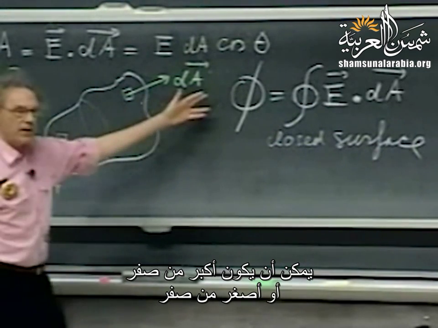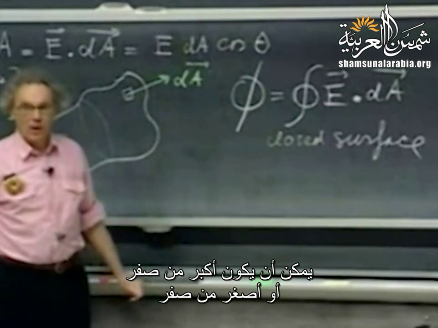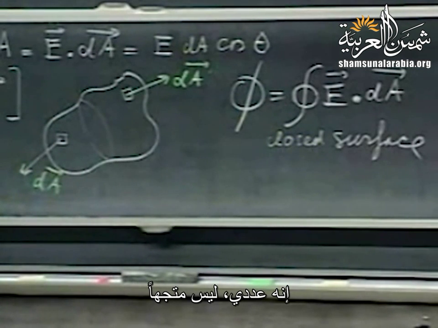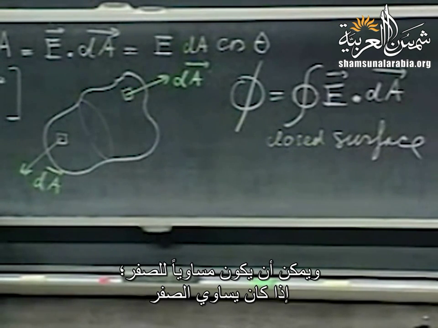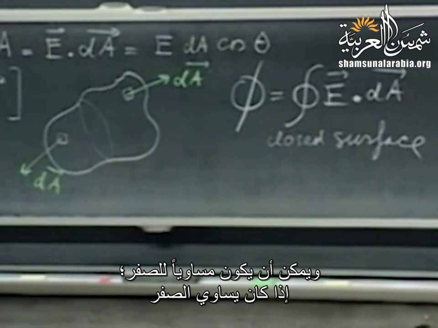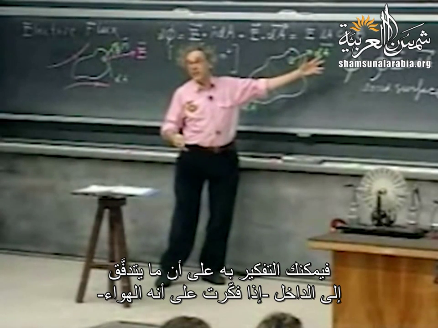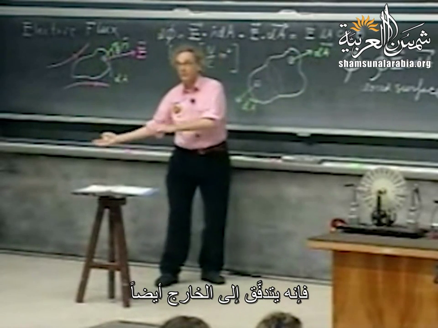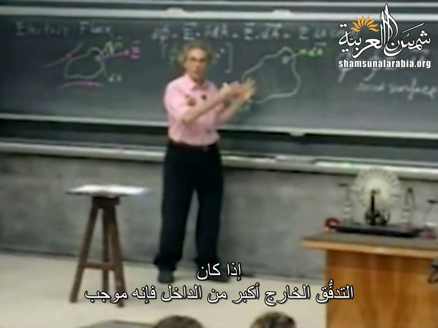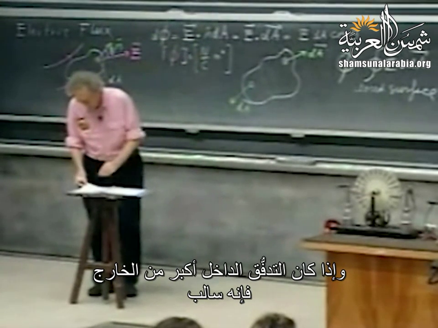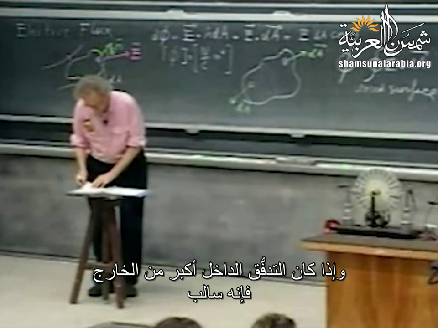It could be larger than 0. It could be smaller than 0. It's a scalar. It's not a vector. It could be equal to 0. If it's equal to 0, then you can think of it, whatever flows in, if you think of it as air, also flows out. If more flows out than flows in, then it is positive. If more flows in than flows out, it is negative.